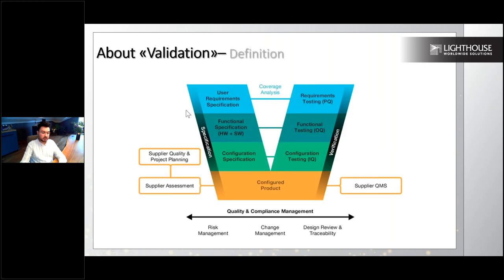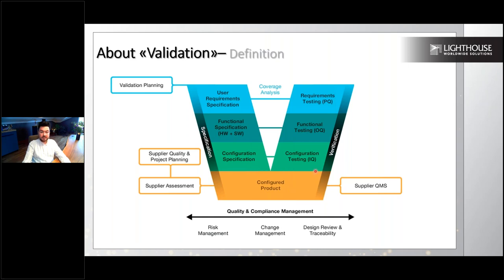But when we say validation, let me show you with the laser pointer here. When we are talking about the validation definition, we have to emphasize this V scheme. Here we have the validation planning side on the left, starting with user requirement specification, functional specifications, both hardware and software, and configuration specification as well. These all specify the requirements before we build the entire system. This could be a computerized software platform or the firmware for the device that we are going to use.